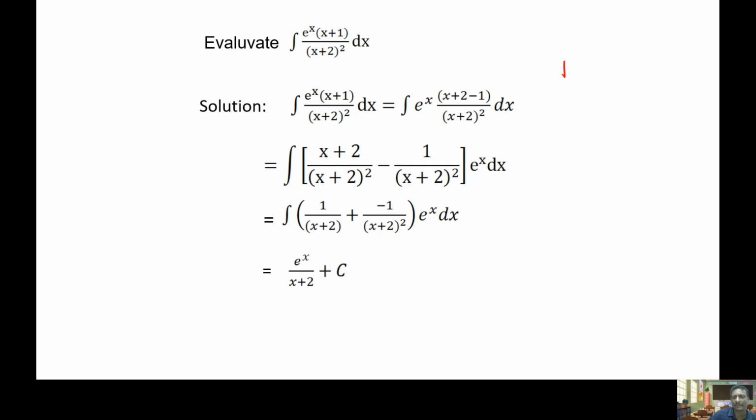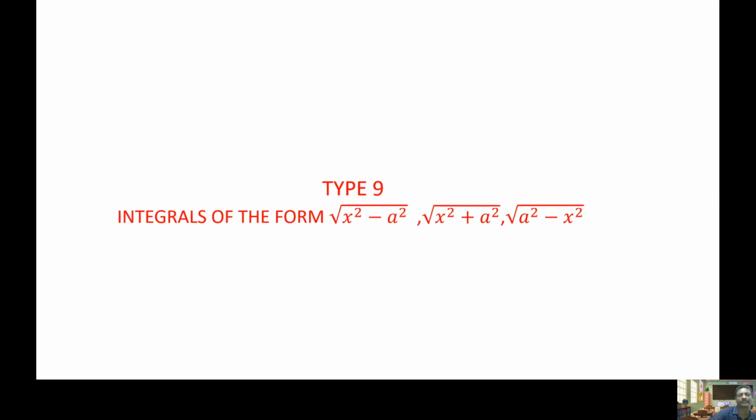Remember, d by dx of 1 by x is what? Minus 1 by x squared. So 1 by x plus 2 derivative is what? Minus 1 by x plus 2 the whole square. So here f of x, this is f dash x. So what is answer? e raised to x into 1 by x plus 2 plus c.